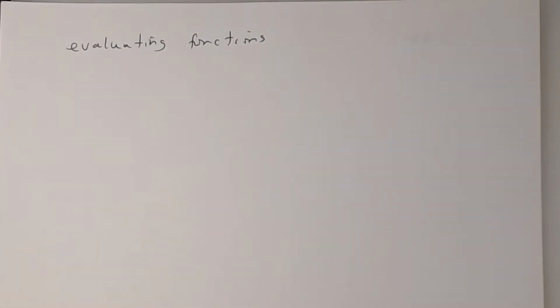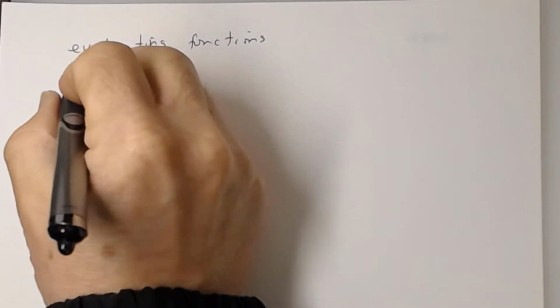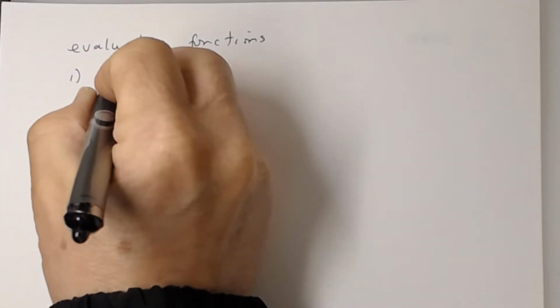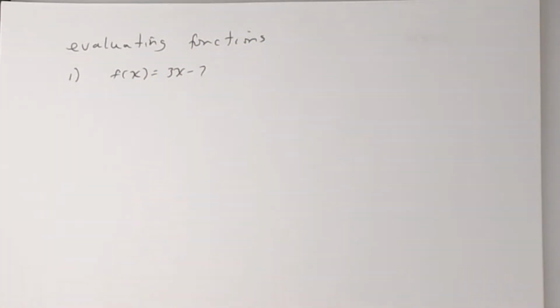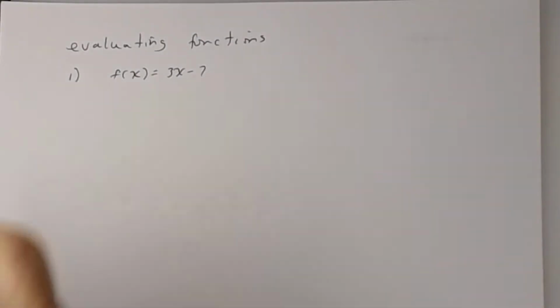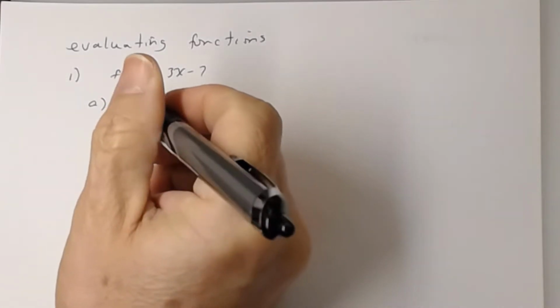Okay, so let's talk about evaluating functions. Now let's suppose that the first function we're going to look at is this. We had f of x equals 3x minus 7. Now the first example, the first one we're going to do, part A, you've had before. You've had in a previous course.